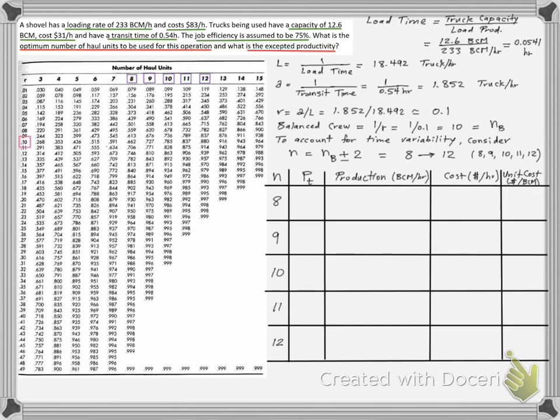For each scenario, we'll identify its PT value from the shown table using the number of trucks, N, and the R factor. Remember, PT is the probability that there will be a truck available to be loaded at any given time. We see that the more trucks we have, the higher the probability that the shovel will be busy at any given time.